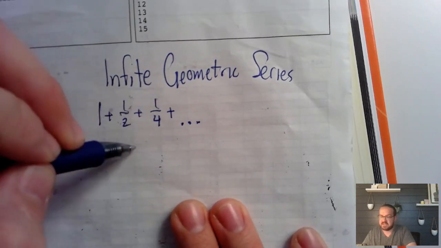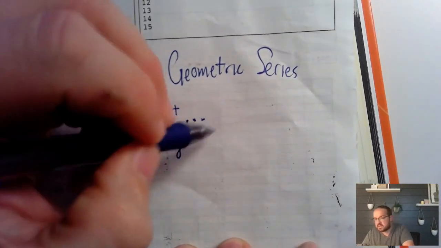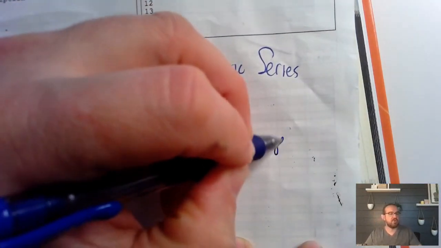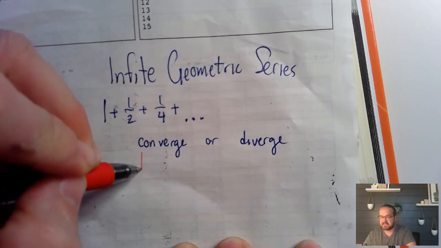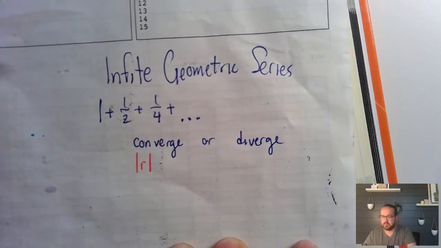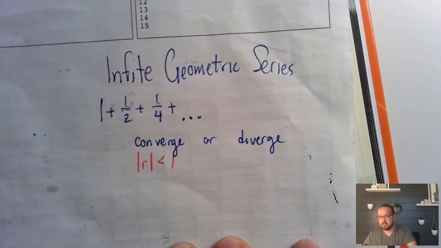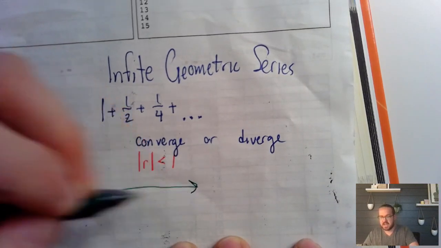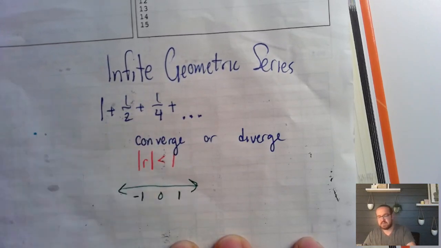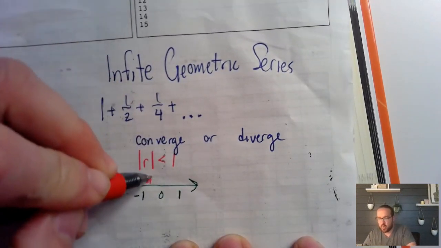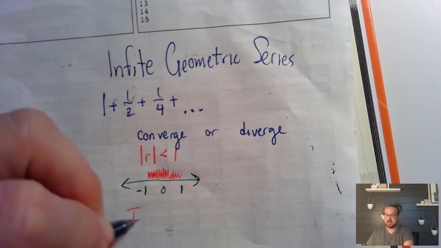We have to decide, does this sum converge or does it diverge? If you recall the difference between those, converge means that the absolute value of my common ratio is less than 1. What that means is on a number line, if my common ratio is between -1 and 1, that means it converges, which means it has a sum.